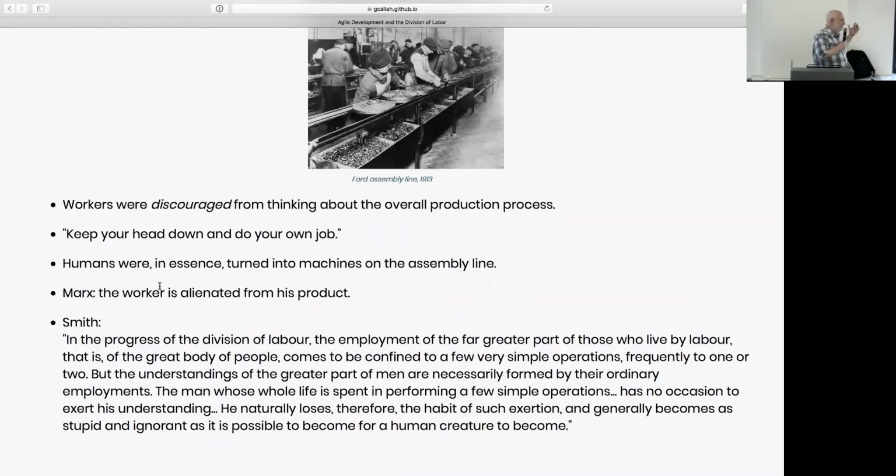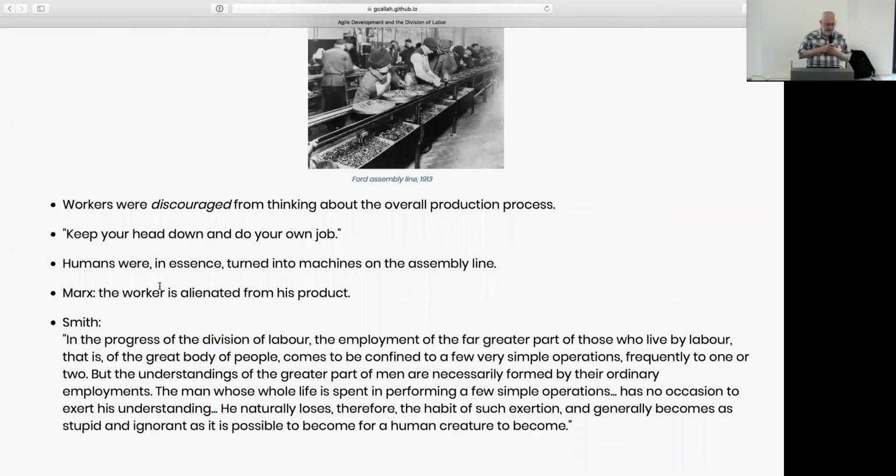In fact, Adam Smith was a very clever man and wasn't a pitch man for this. He was studying it, but he saw that there were downsides.